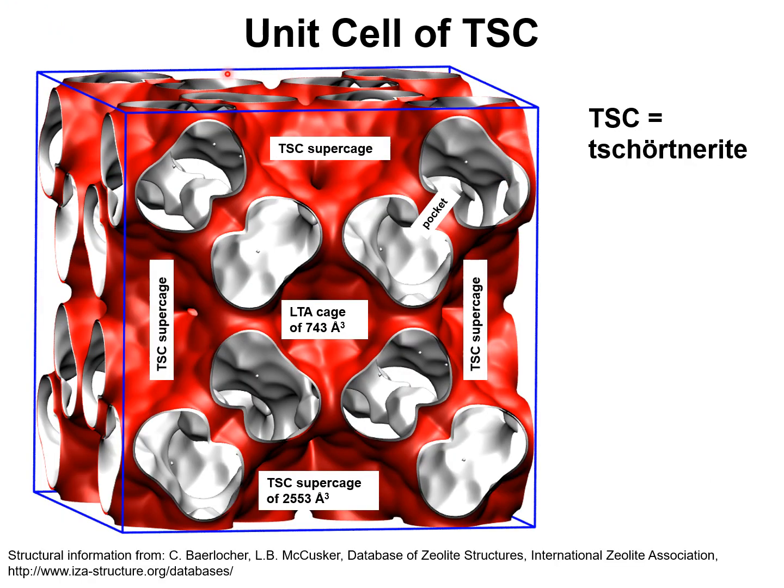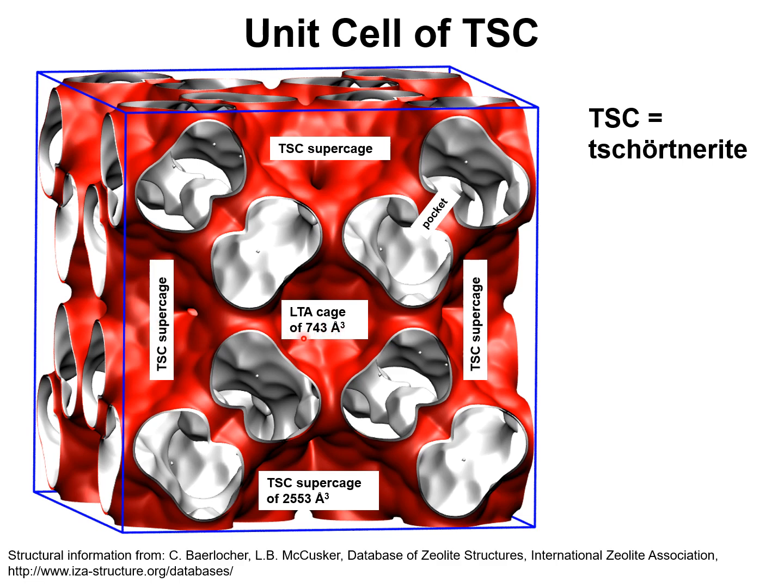This shows a unit cell of TSC zeolite that is different from the other cage type zeolites that we have considered. There are 2 types of cages. These are the super cages with volume of 2,553 cubic angstrom. Then we have cages that are similar in size to that of LTA zeolite, and the volume of each of these LTA cages is 743 cubic angstrom.